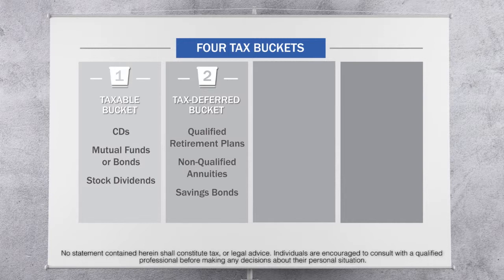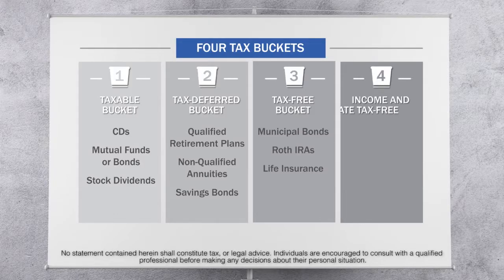The third bucket is your tax-free bucket. There are 3 financial vehicles that are currently tax-free: municipal bonds, Roth IRAs, and properly structured life insurance. Notice I said properly structured life insurance. Nothing else is tax-free. In fact, municipal bonds are not always tax-free, but for the most part they are. Finally, the fourth bucket is income and estate tax-free. Now that's where you get into charitable trusts and other similar arrangements.